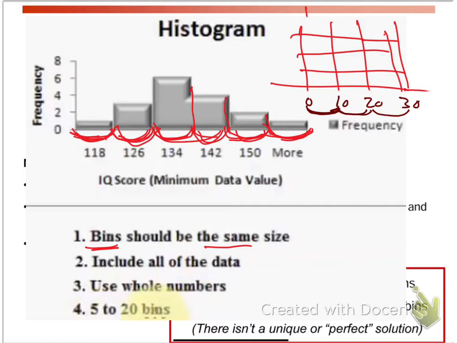Or the width of the sample should be the same. The width of the bins should be the same, okay? Any terminology which you want to use. So the bins should be of the same size, okay? Each bin should be of the same size.